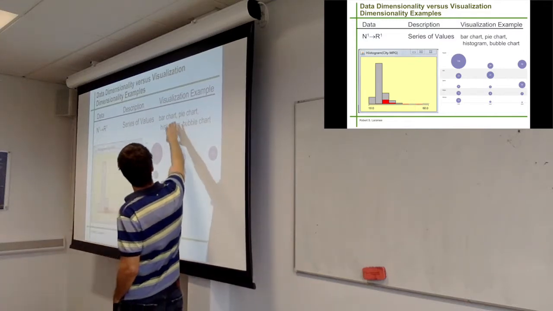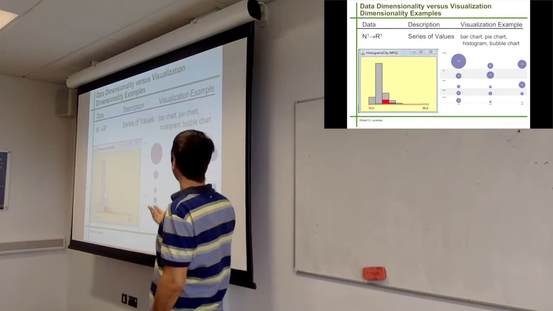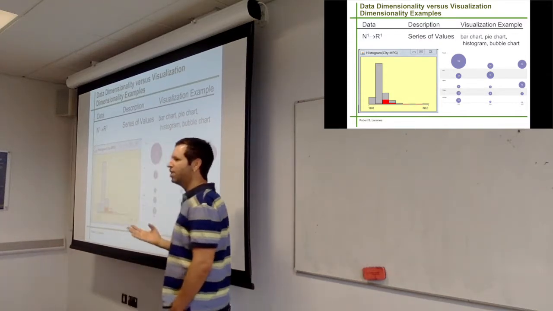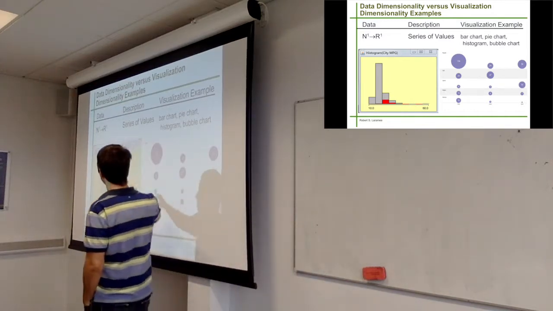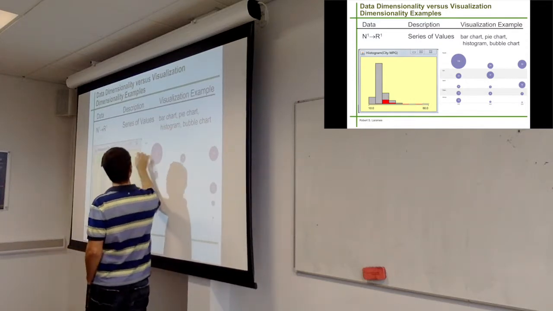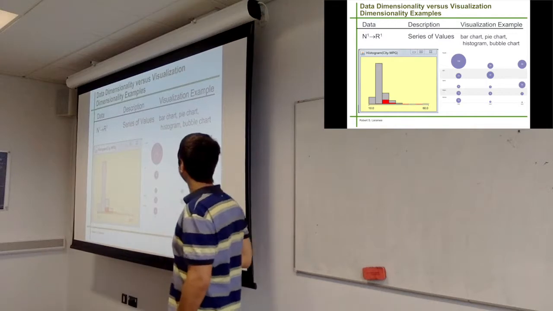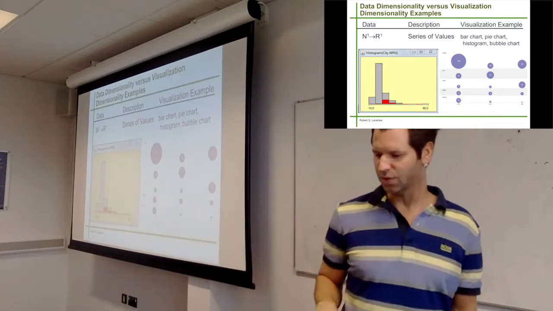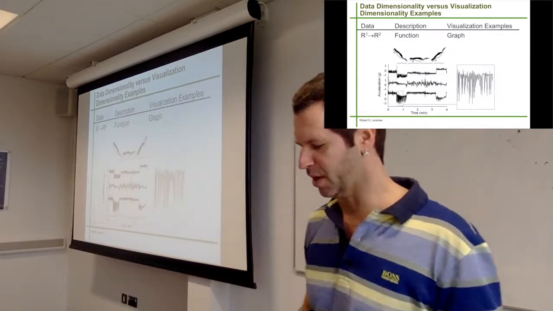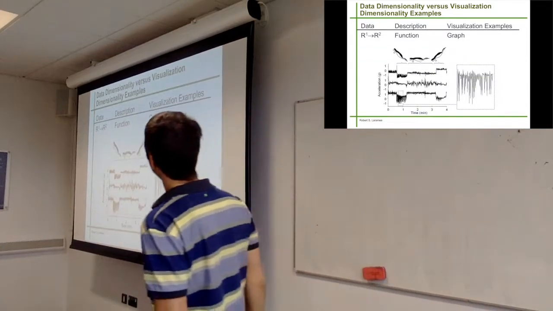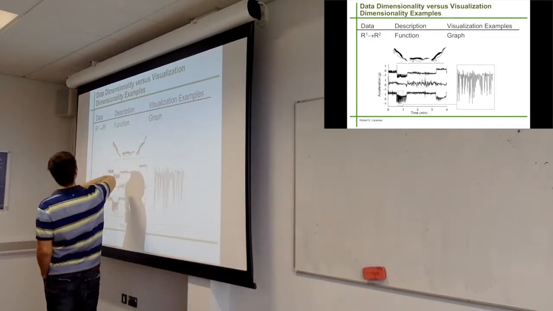So these are all examples: bar charts, pie charts, histograms, bubble charts. Any one-dimensional value can be mapped to any one-dimensional space. In this case, it's the height of a bar. In this case, it's a radius, the radius of a circle. So one-dimensional data being mapped to one-dimensional visual space. This is a one-dimensional value being mapped to a two-dimensional visual space.